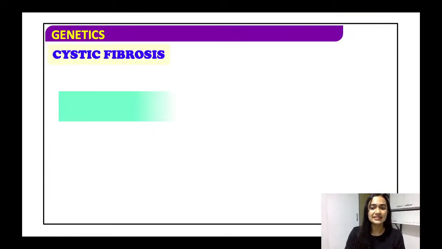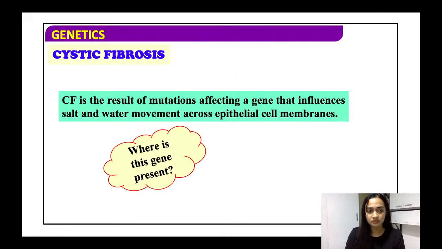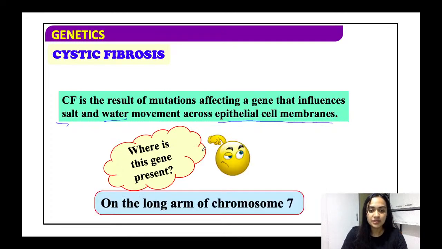Now coming to cystic fibrosis. Cystic fibrosis is basically a result of mutation affecting a gene that influences salt and water movement across the epithelial cell membranes. Where does it cause mutation? It causes a mutation in salt and water movement across the epithelial cell membrane. Where is this gene present? It is present on the long arm of the chromosome 7.